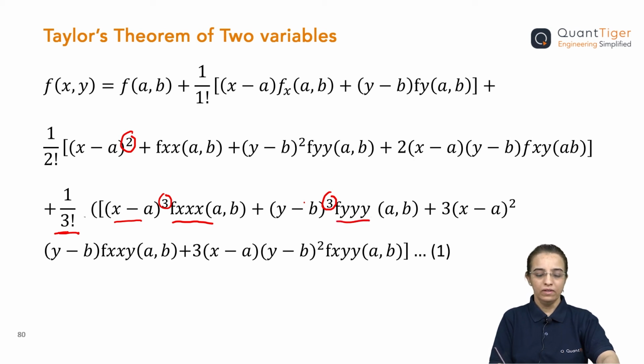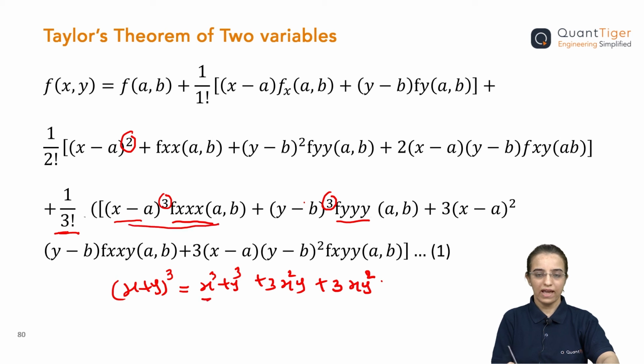f triple y. Now here also, to understand and remember these further terms, let's take one example. If I expand the bracket x plus y whole cube, the formula we write is x cube plus y cube plus 3x square y plus 3xy square. This is the way we write the expansion formula for the cube of any bracket. So this is our x cube term which we wrote here, purely x term. This is the y cube term, purely in terms of y.